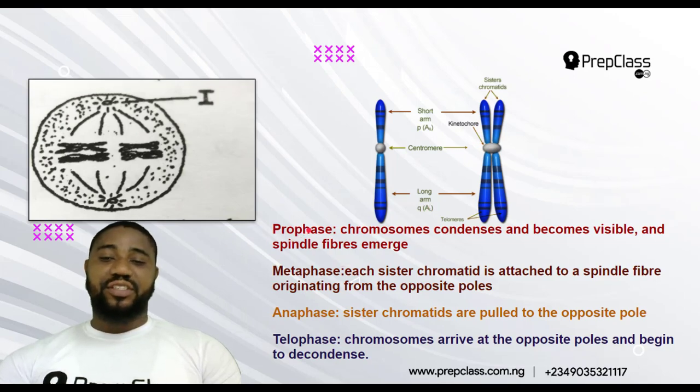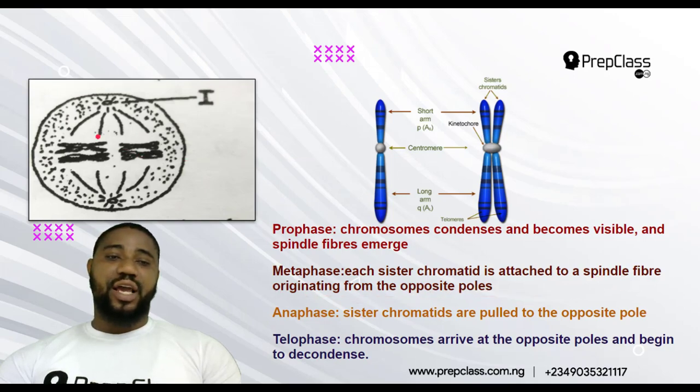So in prophase, chromosomes condense and become visible and spindle fibers emerge. These are the stages of cell division. At first, inside the nucleus, when you look at it through a microscope, the chromosomes will appear. That stage after the chromosomes appear and become visible is the prophase, the first stage of cell division. After the prophase is the metaphase. In the metaphase, each sister chromatid is attached to a spindle fiber originating from the opposite poles.